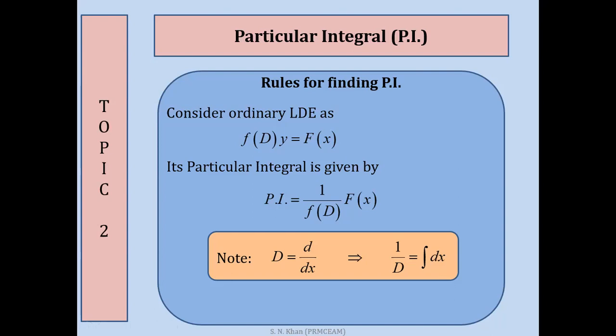Just remember that PI equals 1 upon f of D operating on capital F of x, and PI depends on the nature of the function capital F of x. In the previous lecture, we saw methods for finding CF, complementary function, and we took a few problems. For finding CF, we only use the left-hand side of the given differential equation, which is nothing but the f of D operator. But PI depends on the function capital F of x, which is present on the right-hand side of the given differential equation.